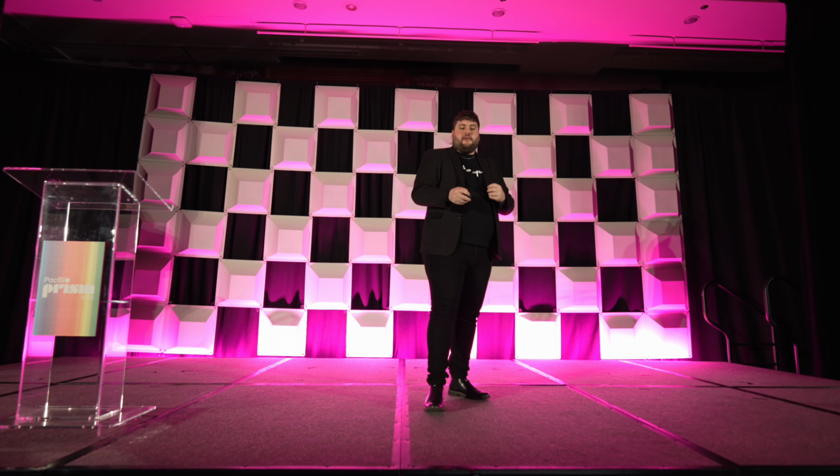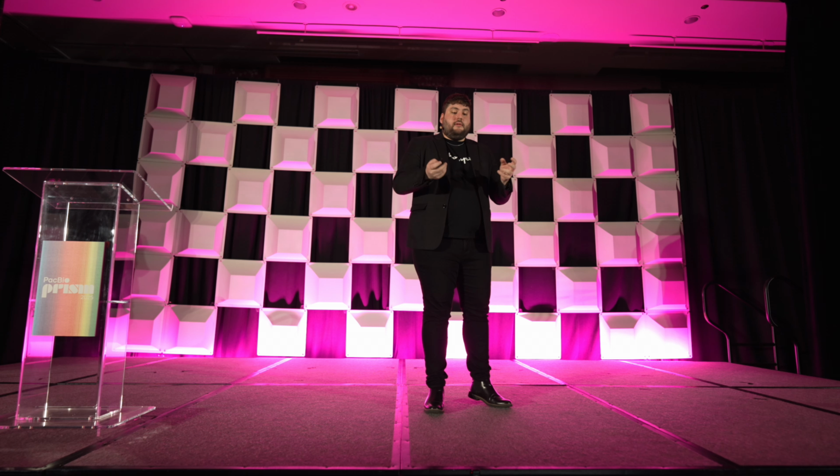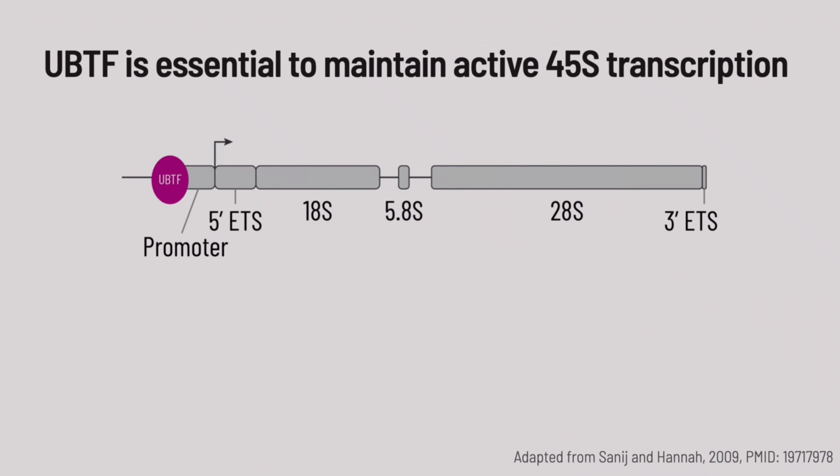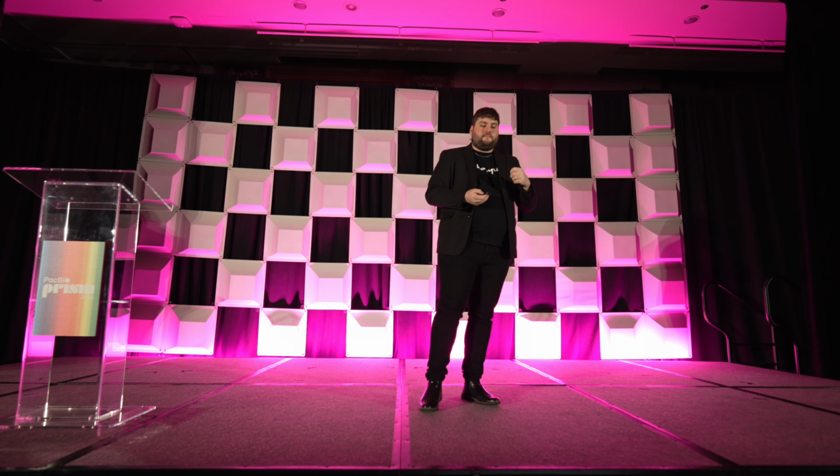So then, now for the main point of my talk, I will be talking about the epigenetic regulation and hoping to understand what are some of the features that are driving the spatio-temporal expression of these two kinds of ribosomal RNAs. And I wanted to start first with a little introduction of how 45S transcription is regulated. And one essential part to this process is binding of a transcription factor called UBTF that will bind to the promoter region of these genes, will recruit the transcriptional machinery to drive transcription.